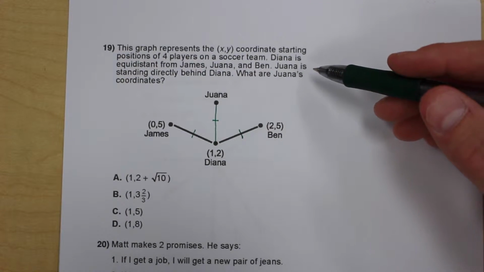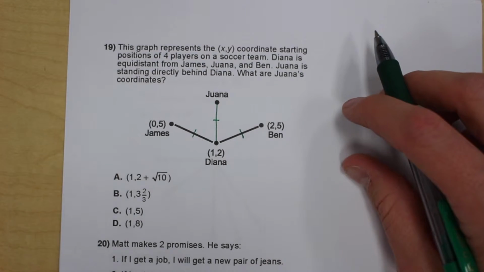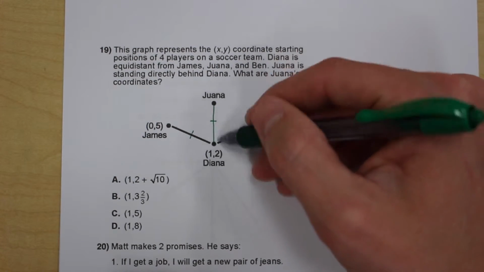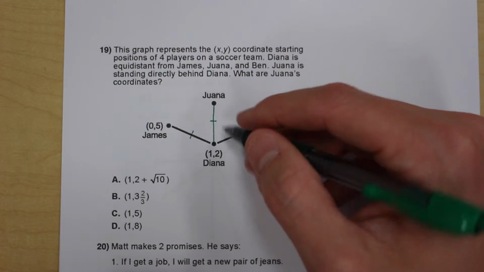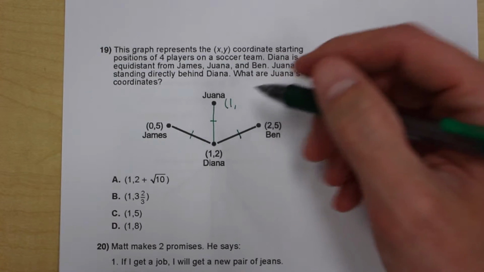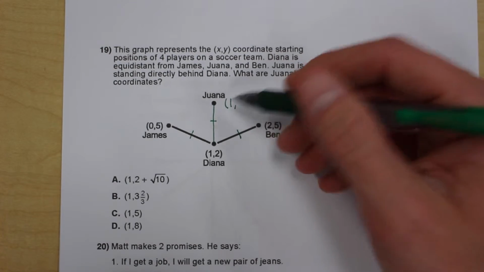What are Juana's coordinates? Okay, so I suppose if we knew this distance, we could just apply that distance here and then figure it out. Obviously, the x coordinate here is still going to be 1 because she's right behind her, which is weird because it looks, I would call that in front of, but whatever.